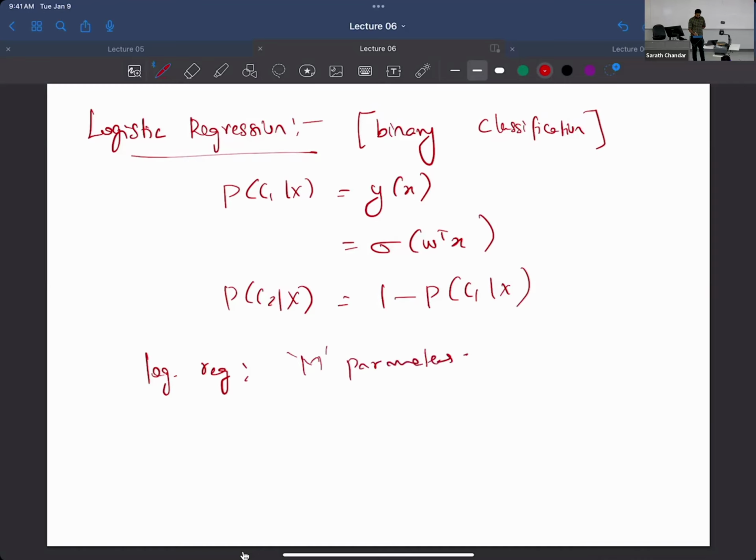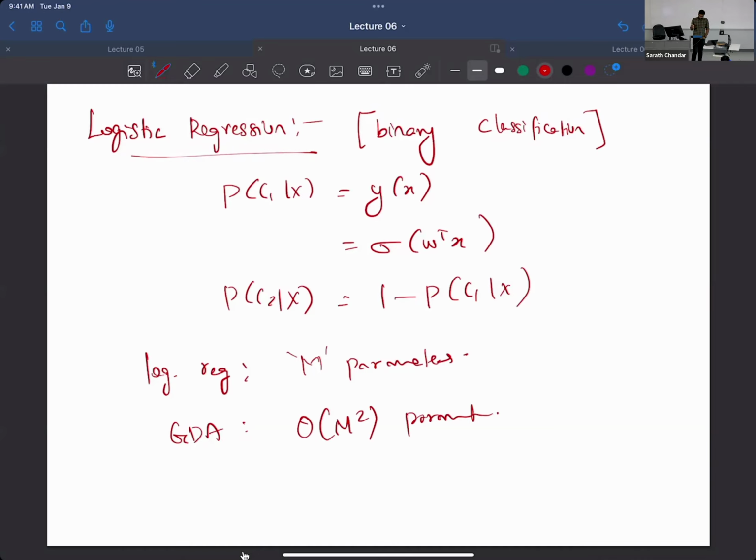Now compare this with GDA. GDA also looks exactly like this, except for the fact that W is parameterized by something else, and the number of parameters in GDA is order M squared. So when compared to GDA, logistic regression has much fewer parameters. Is that clear?